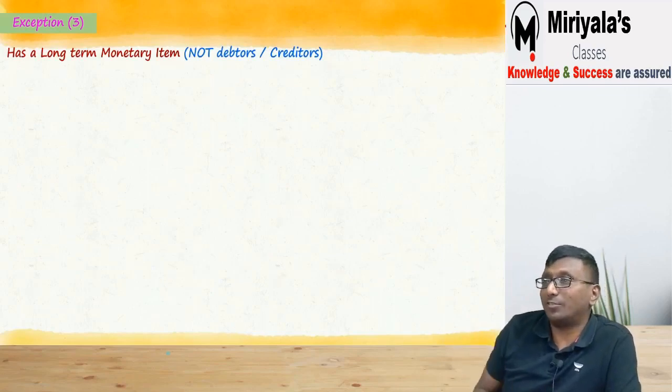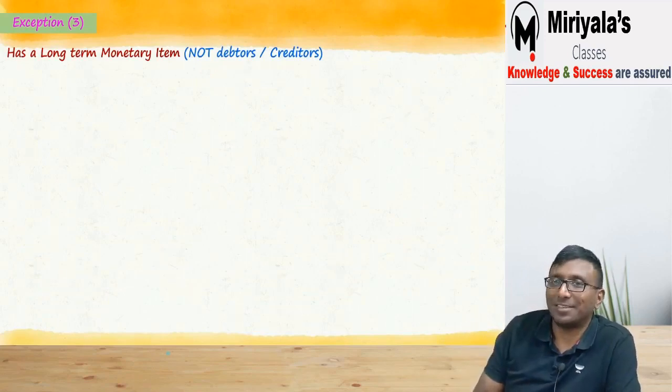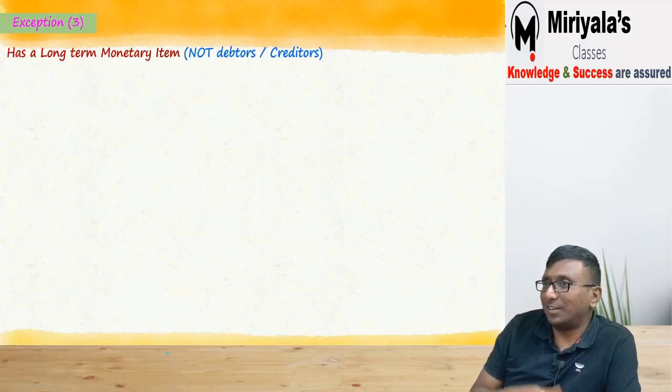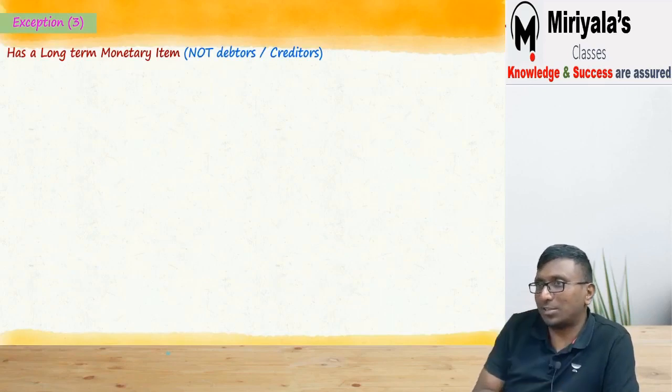Even though the format of Schedule 3 says long-term debtors, long-term creditors, how can there be such a thing as a long-term debtor? Because a debtor is something which arises within the normal operating cycle. So how can it be long term? It can never be. As per the original term, you have to consider none.